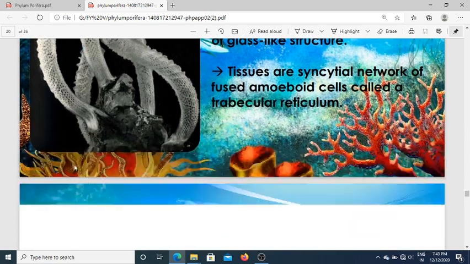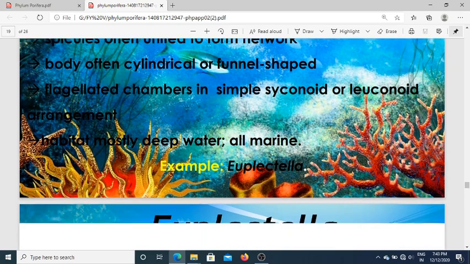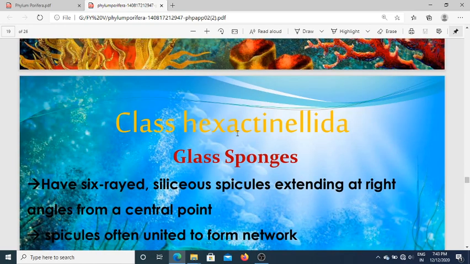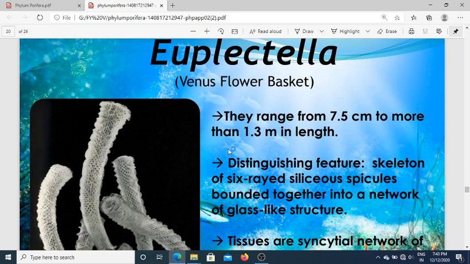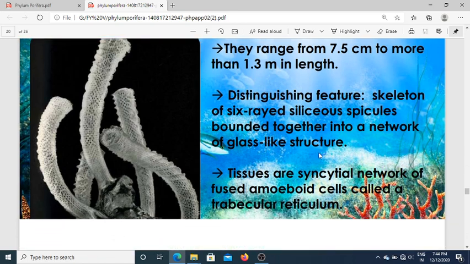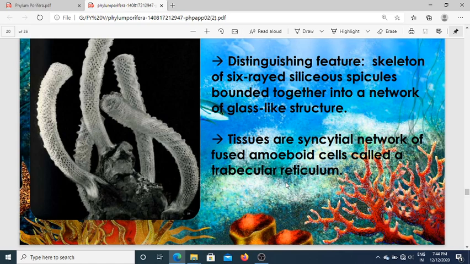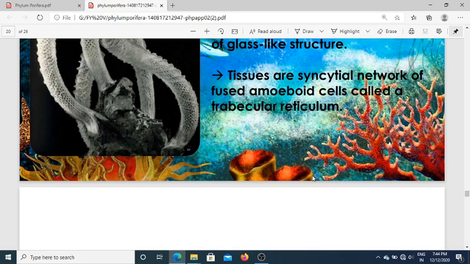Examples are Euplectella and Hyalonema. These are examples of the class Hexactinellida. Euplectella is also called the Venus flower basket. They range from 7.5 cm to more than 1.3 meters in length. The distinguishing feature is a skeleton of six rayed siliceous spicules bound together into a network of glass-like structure. Tissues are a syncytial network of fused amoeboid cells called a trabecular reticulum.